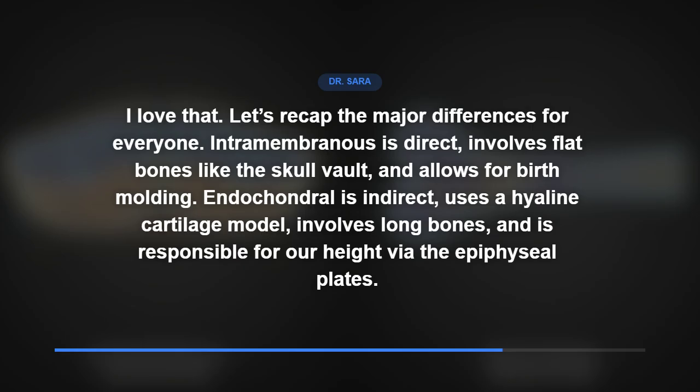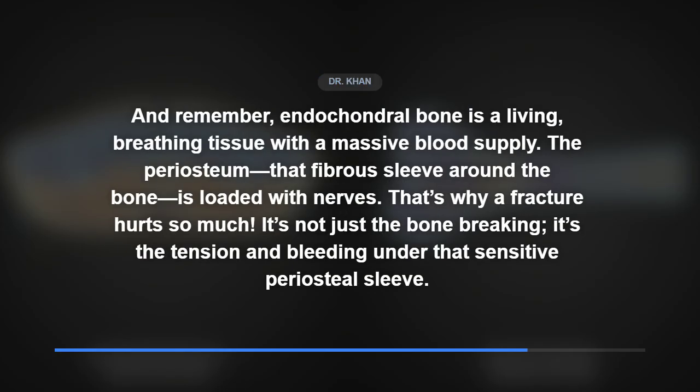I love that. Let's recap the major differences for everyone. Intramembranous is direct, involves flat bones like the skull vault, and allows for birth molding. Endochondral is indirect, uses a hyaline cartilage model, involves long bones, and is responsible for our height via the epiphyseal plates. And remember, endochondral bone is a living, breathing tissue with a massive blood supply.